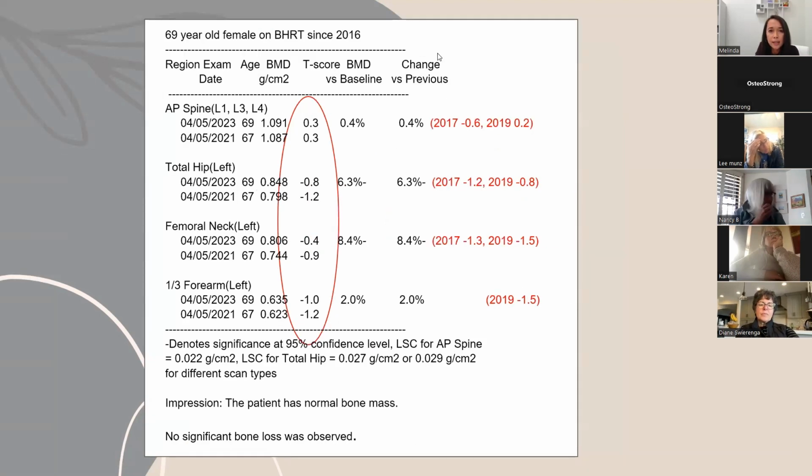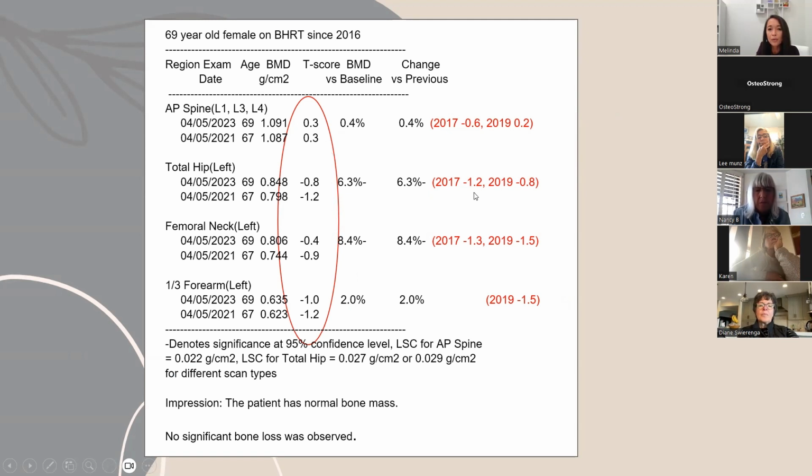And then this is a 69-year-old woman. She's on hormone therapy. I can't see the top of the slide here. Let's see, how can I get that? All right, I can't see the top of the slide because of the screen sharing. Okay, so negative 0.6, positive 0.2, 0.3, 0.3.